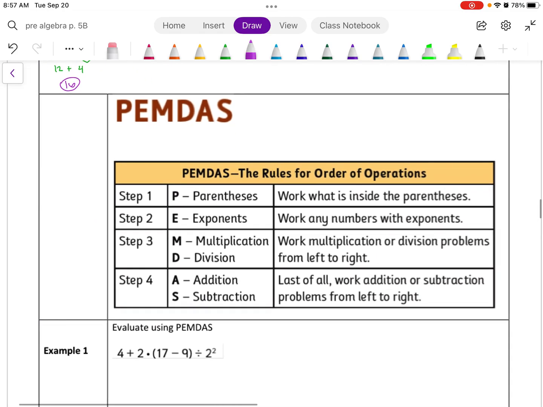So PEMDAS, we have kind of a list of steps. Parentheses, work what's inside our parentheses. Work any numbers with exponents. Work multiplication or division from left to right. Last of all, work addition or subtraction from left to right. Okay, so this is in order, but we technically only have 4 steps, even though PEMDAS has 6 letters, because our multiplication division, we do from left to right. Our addition subtraction, we just do from left to right.